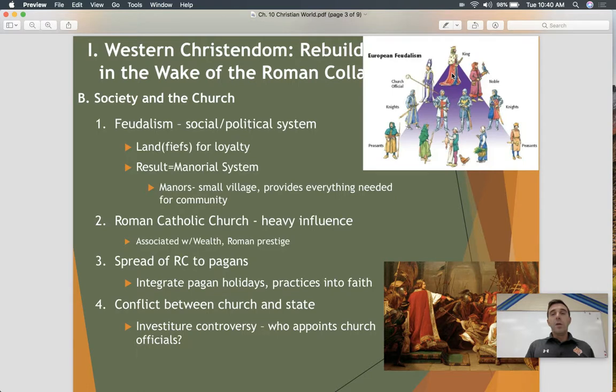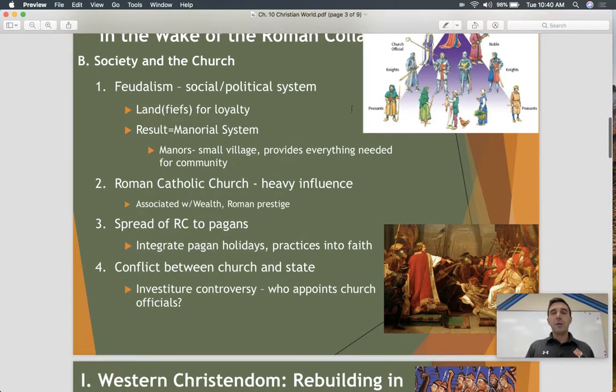And so what starts to happen is that Christianity starts to adjust and conform, and you see some of these blends of non-Christian practices. So when I say number 3, RC, I'm talking about Roman Catholicism here. And so pagans are basically considered non-Christians.